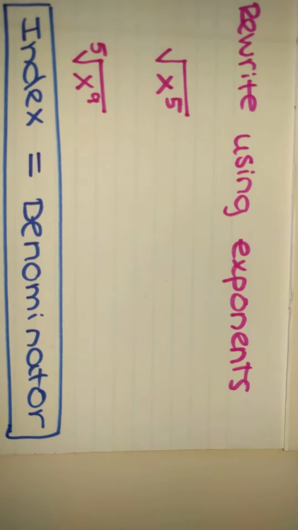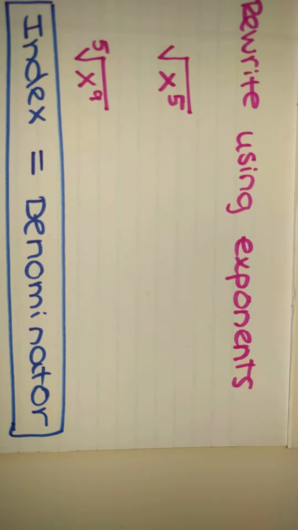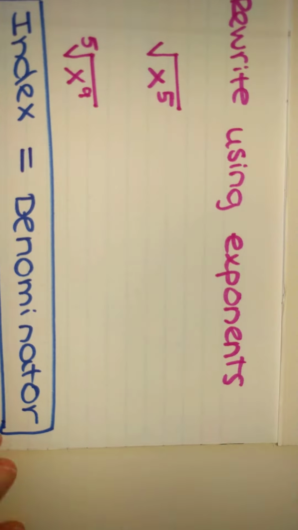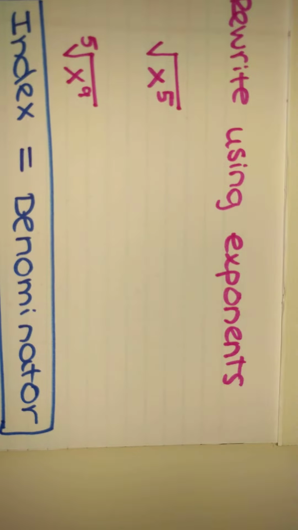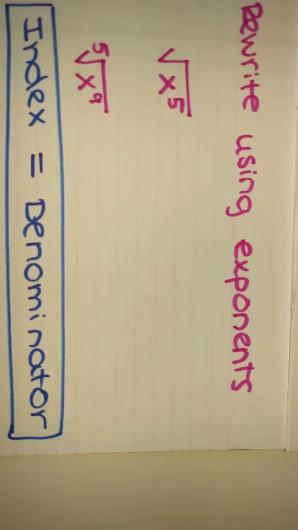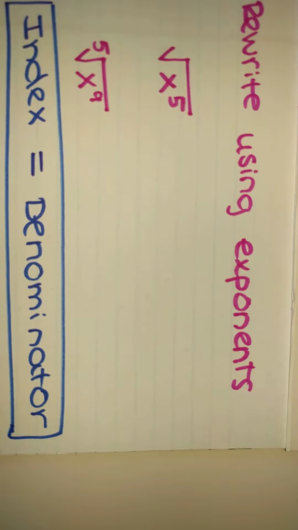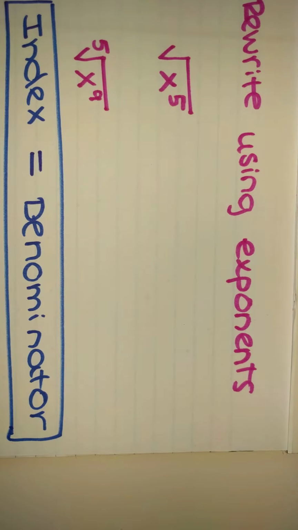All right, so one of the key concepts is to be able to rewrite a radical using exponents. So if you look at the question of square root of x to the fifth and fifth root of x to the ninth, what is going to happen here is the index, when we rewrite it, is going to become the denominator. So when you look at this expression, let's just refocus really quickly.